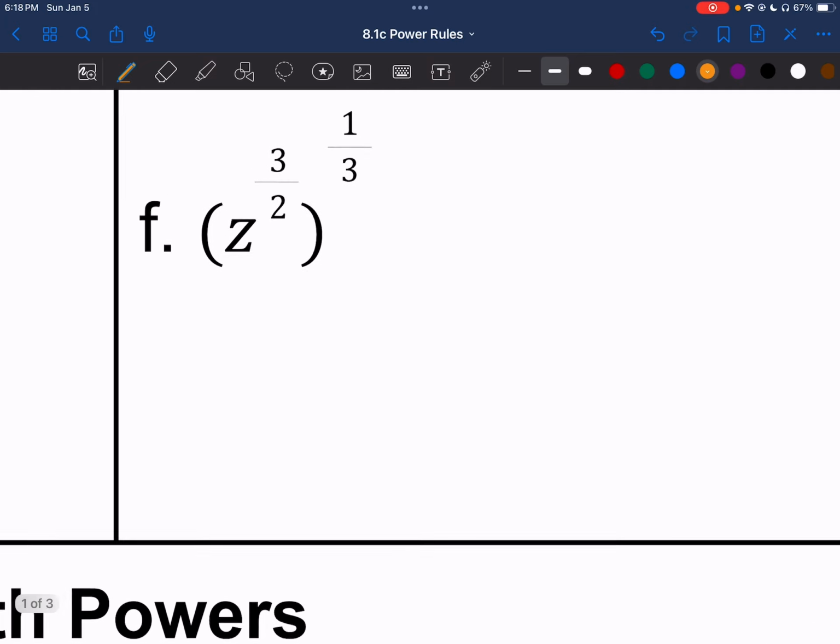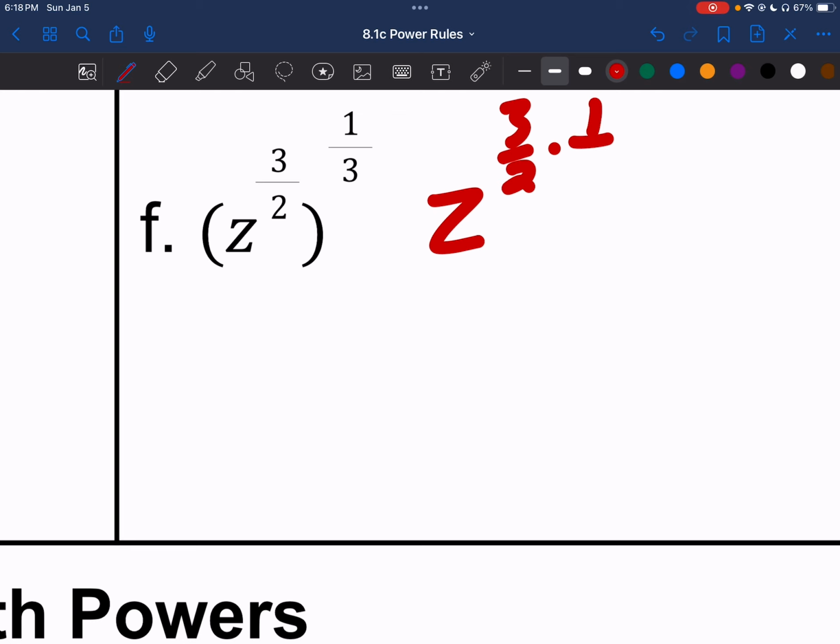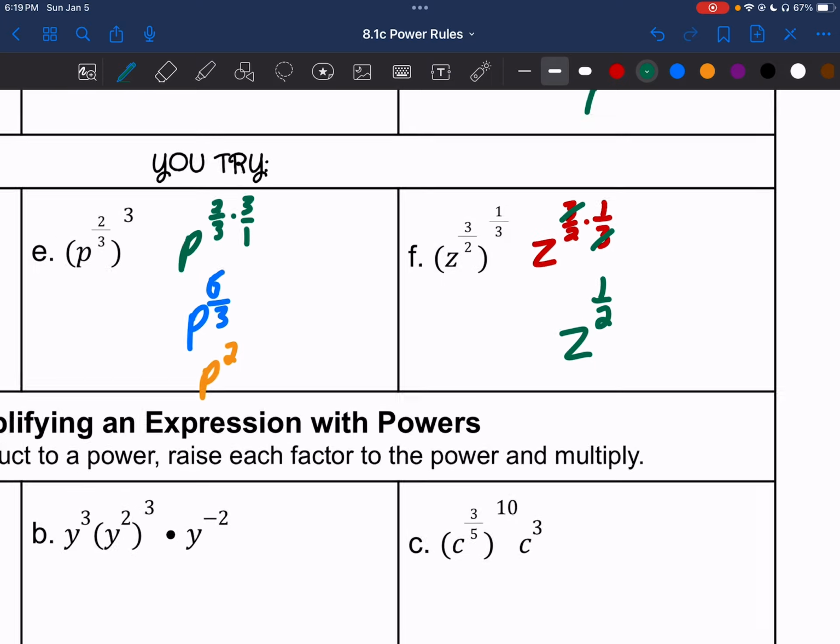All right, and letter F. We have z to the 3/2, all to the 1/3 power. So we start with our multiplication. We have 3/2, and we're multiplying it by 1/3. And we know the 3 and the 3 cancel out, and we end up with z to the 1/2 power. When we start talking about radicals in the second half of this unit, we will go into a little bit more detail on the rationale and the explanation and how all of that works. But right now, we just need to worry about multiplying these fractions together.